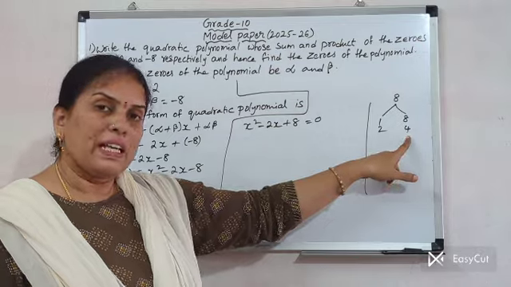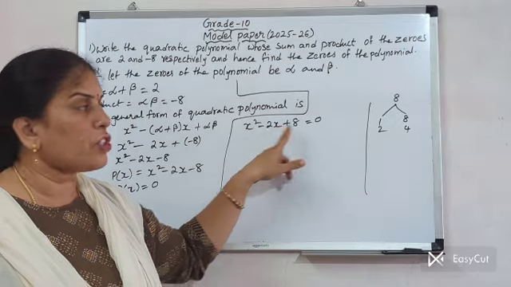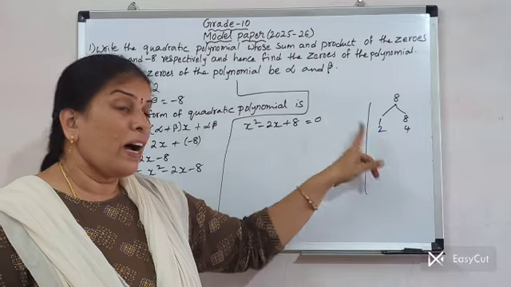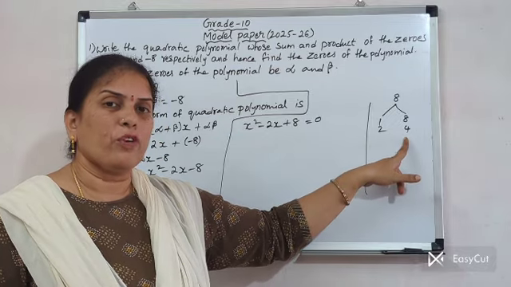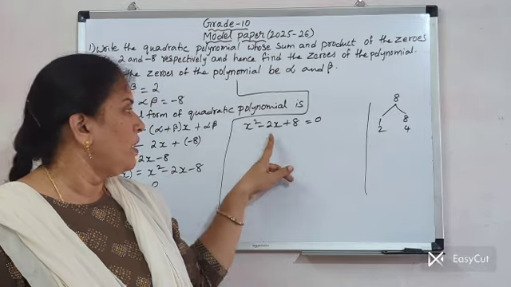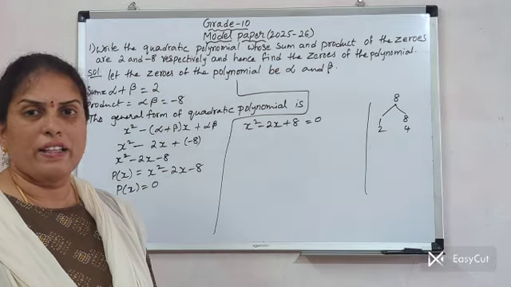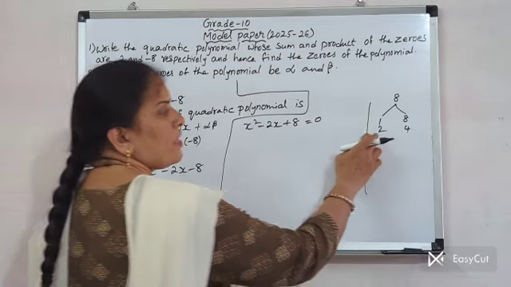2 plus 4 is 6. Is 6 there? No. So we should not take these two. I will subtract this, 4 minus 2 is 2. Here 2 is there, and now we will get minus 2. Okay, so we can take these two factors.